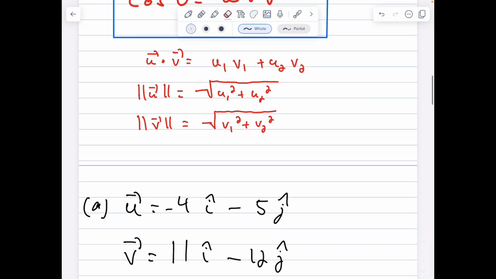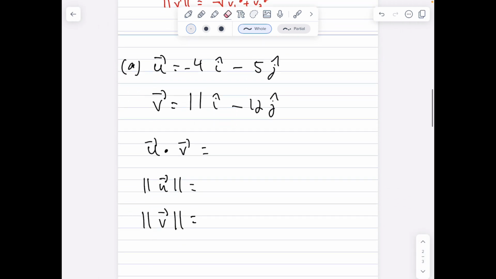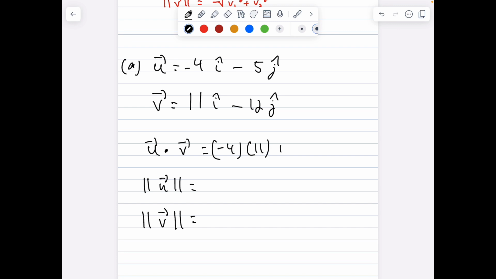So let's apply that here. I'm going to write out u dot v, the magnitude of u, and the magnitude of v, and then plug that into our formula. For the dot product, you take the i components and multiply them, then take the j components and multiply them. The i components were 4 and 11, multiplied together, and the j components were negative 5 and negative 12, multiplied together. You get 44 plus 60, which comes out to be 104. Okay, we'll circle that number for reference.